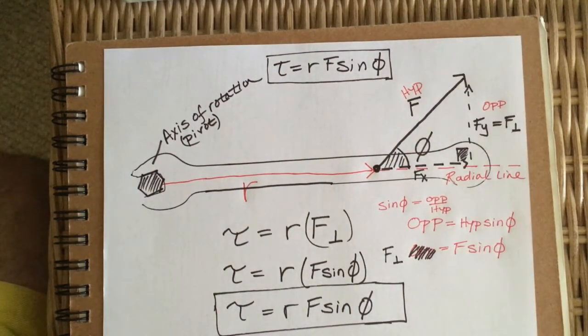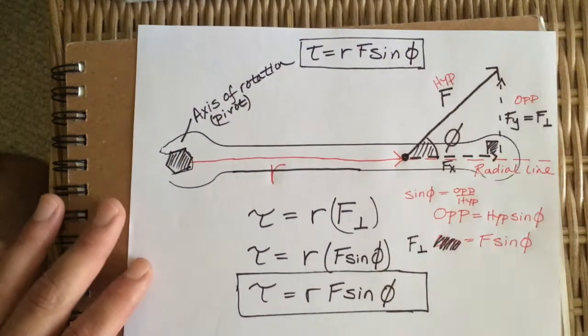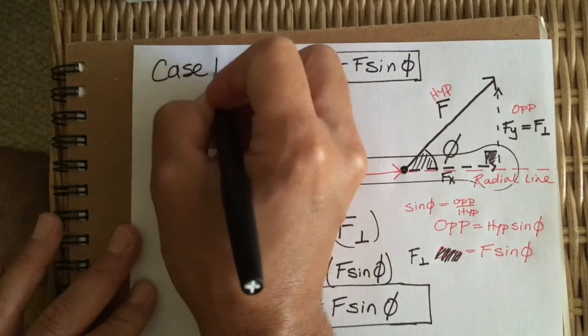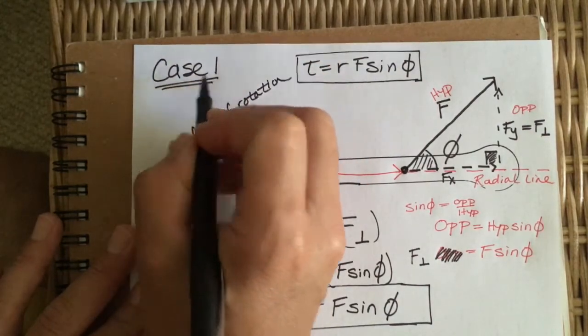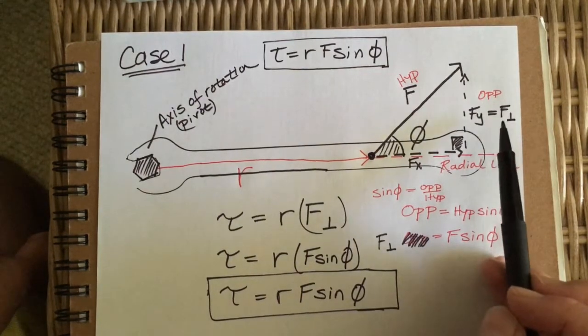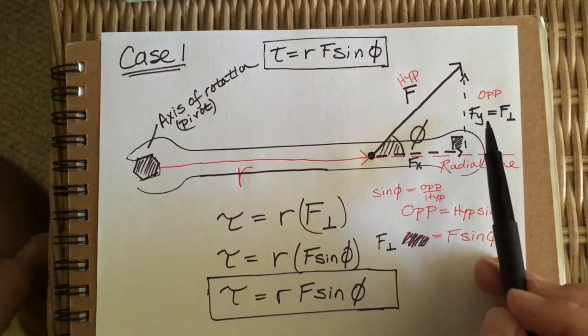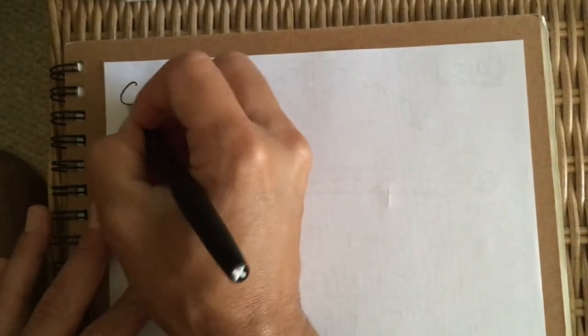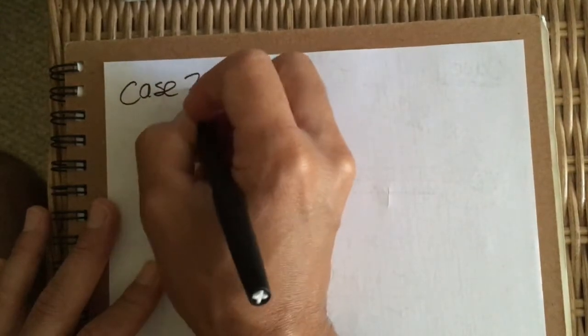All right, let's look at a second case of drawing torque. So I would consider this to be case 1, and that is where you find the perpendicular component of F. All right, let's look at case 2 then. Let's do everything exactly the same, right?